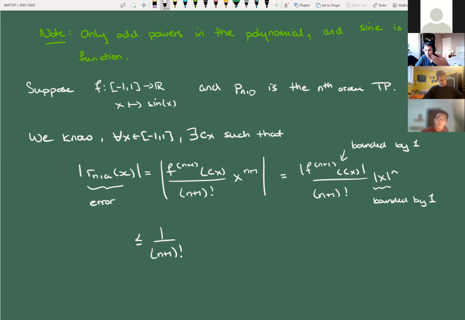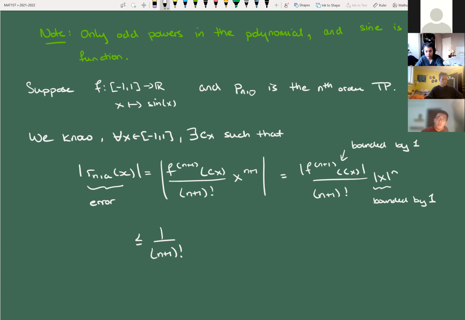And again, if you had a different domain, you can see that the only thing that changes, if your domain was like negative 10 to 10, is that you would have to bound the absolute value of x by 10 there, right? But what you can see here is that the error in the approximation is less than 1 over (n+1) factorial. And we all know, I think, that n factorial grows really, really quickly. So what I've now guaranteed is that on the interval negative 1 to 1, the nth order Taylor polynomial will always be this accurate, right?